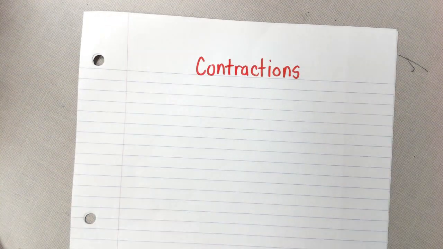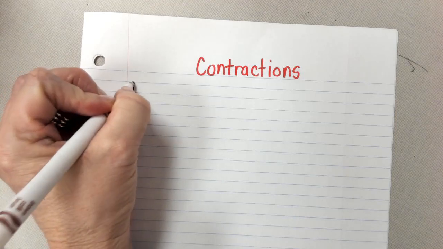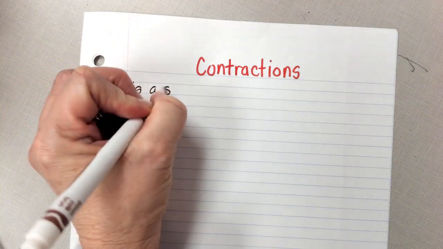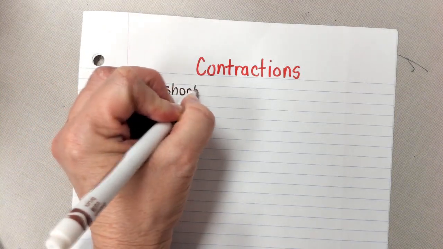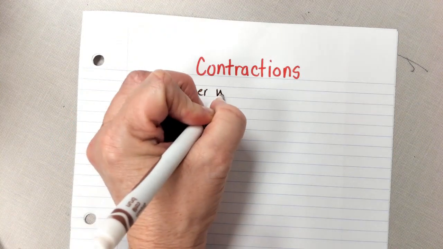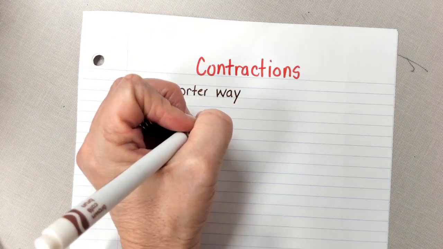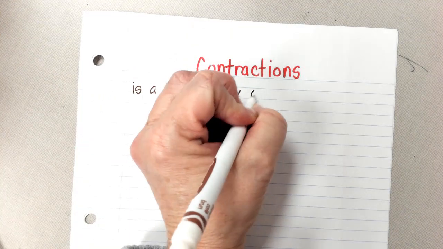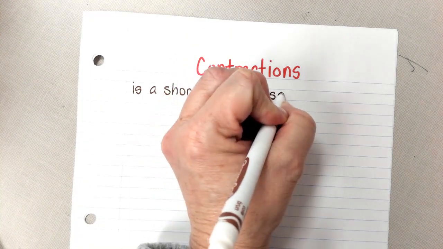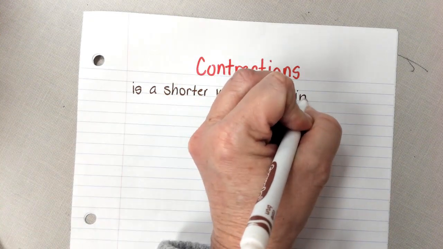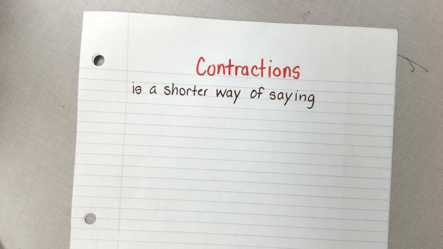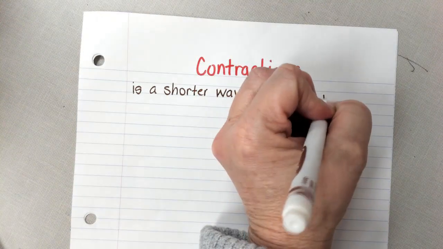So a contraction is a shorter way of saying what you need to say.